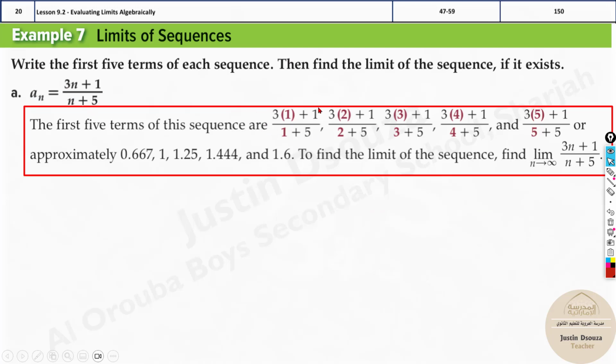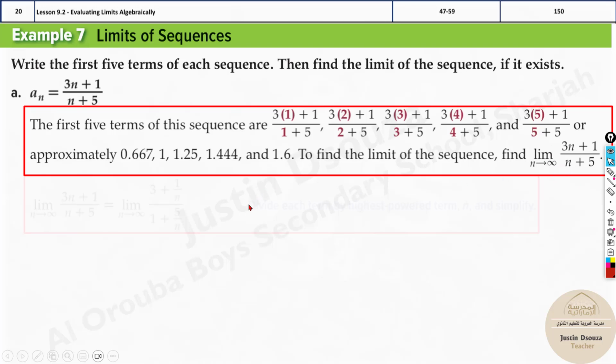You put n as 1 everywhere. Wherever n is, put 1 and solve it. Then 2, solve it. First 5, right? 1, 2, 3, 4, 5. What are the values? You get 0.667, 1.125. You can see it's increasing, until 1.6 we got. Now they want the limit.